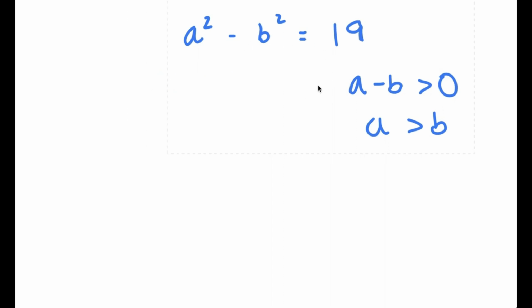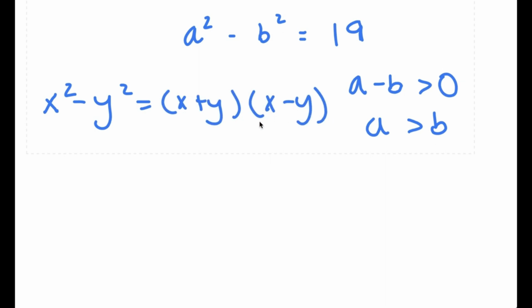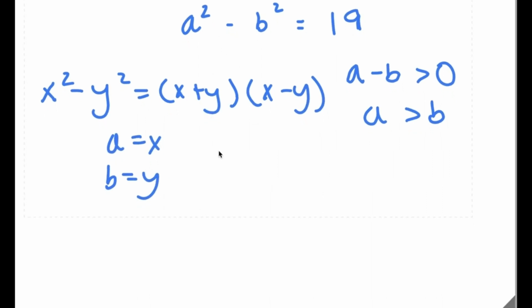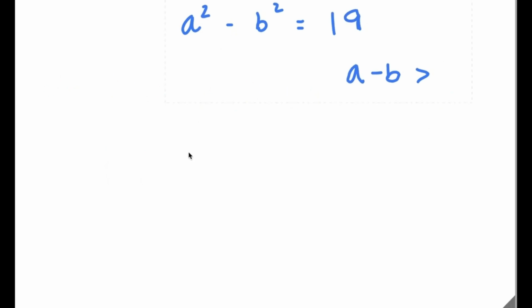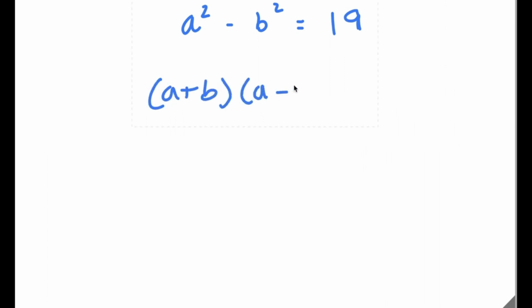So, now if I have something in the form x squared minus y squared, this is simply equal to x plus y times x minus y. So in this case, we can think of a as x and b as y. So this would be equal to a plus b times a minus b, which is equal to 19.